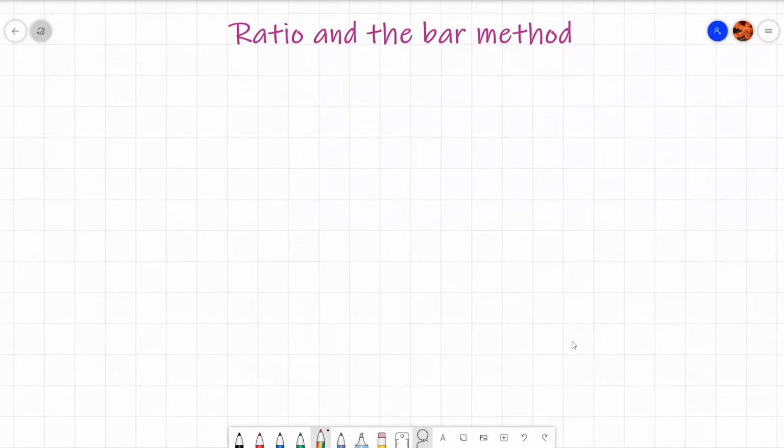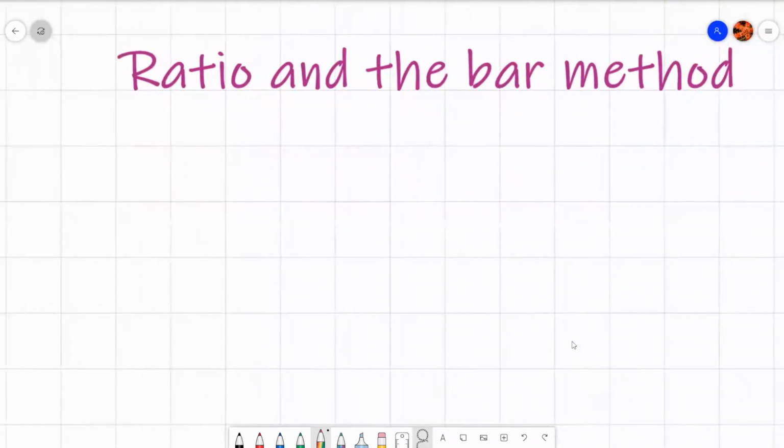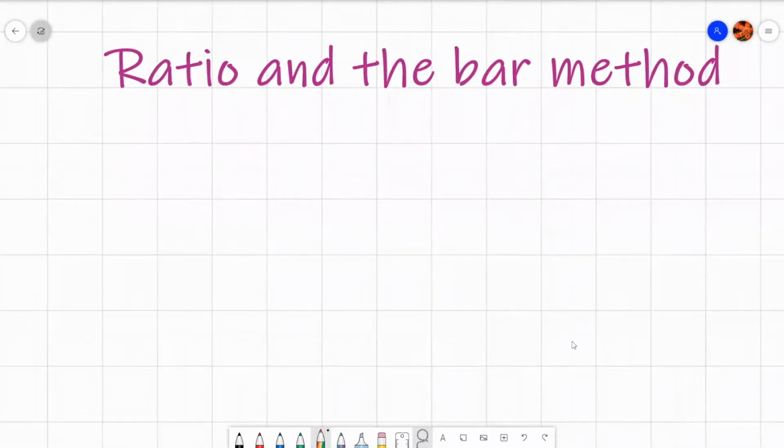So just a little bit of a recap then, because we are talking about ratios. What is a ratio? Well, a ratio is used to compare things. So for example, you can compare the number of boys to the number of girls in a classroom. So you might have 15 boys and 12 girls in your class. And you would write this 15 to 12. And we would say the ratio of boys to girls is 15 to 12. And that's how you would say this.